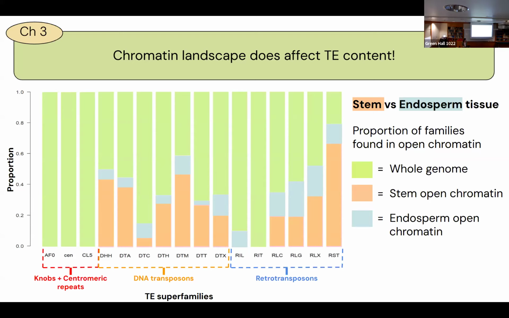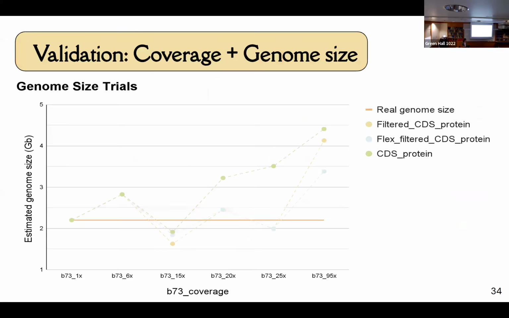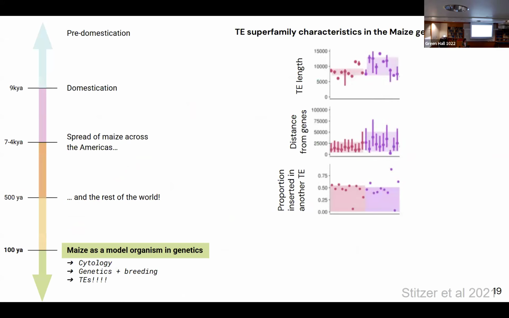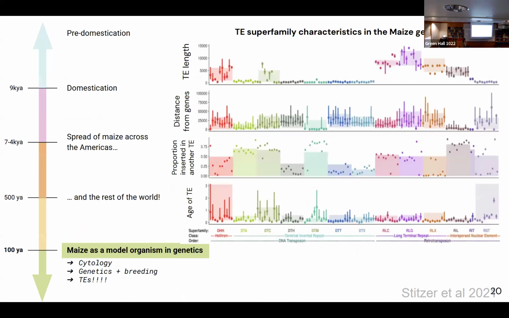Any thoughts on the differences between stem and endosperm between the different superfamilies? There's some theory about where these superfamilies tend to insert, whether it's in genic regions preferably, whether TEs prefer to insert in other TEs. Let me go back a million slides. There we go. So just a reminder, these are TE superfamily characteristics in the maize genome, specifically proportion inserted in another TE versus distance from genes.